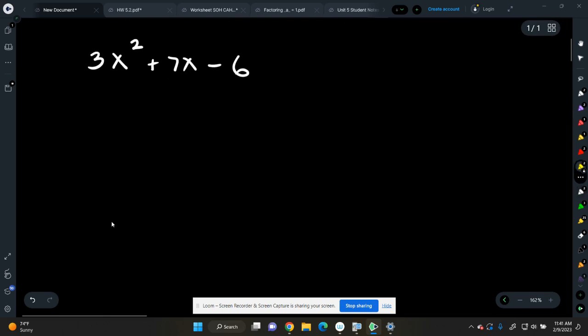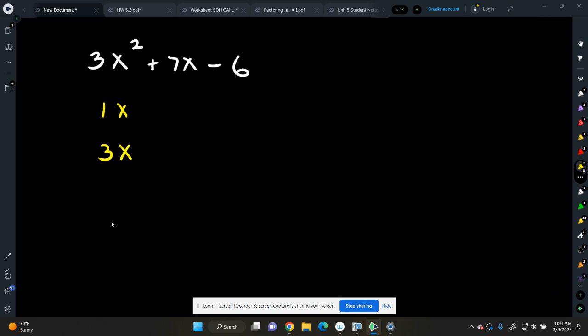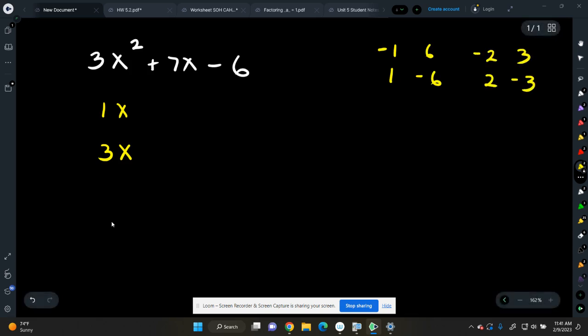So what do we start off doing? 1x and 3x. Yes, we're going to factor the 3x squared as 1x times 3x. Okay. All right, now we have to factor the 6. It's a negative 6. So I'm looking at negative 1 and positive 6 or 1 and negative 6. Or we could do negative 2 and 3 or 2 and negative 3. Those are our choices. Okay? When I cross multiply, I need them to add up to positive 7.